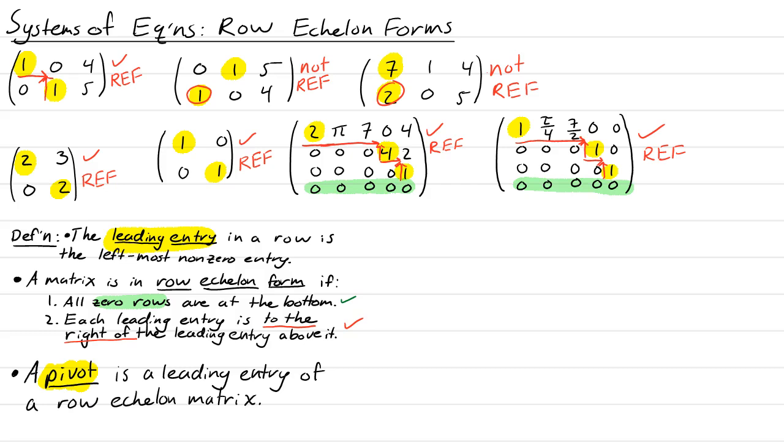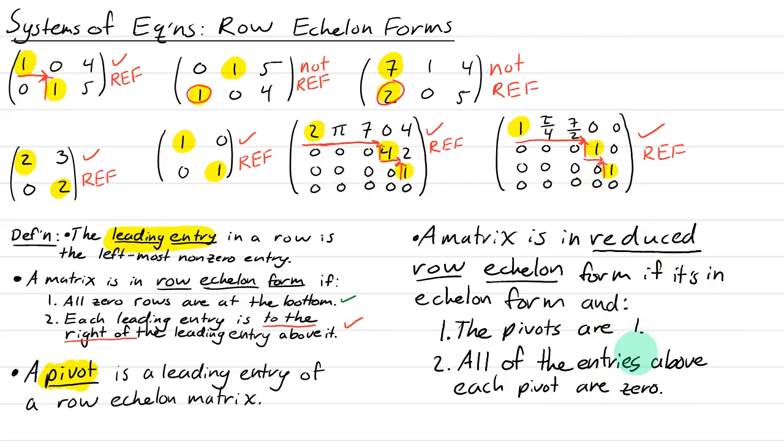Anyways, now a row echelon matrix isn't completely done yet. There's still more to be done if you really want to solve the equation, to get it into what's called reduced echelon form, like this one is. That's where the pivots are 1, and everything above each pivot is 0. So here is that definition written down. Let's take a look at this and check which of these matrices are in reduced row echelon form.